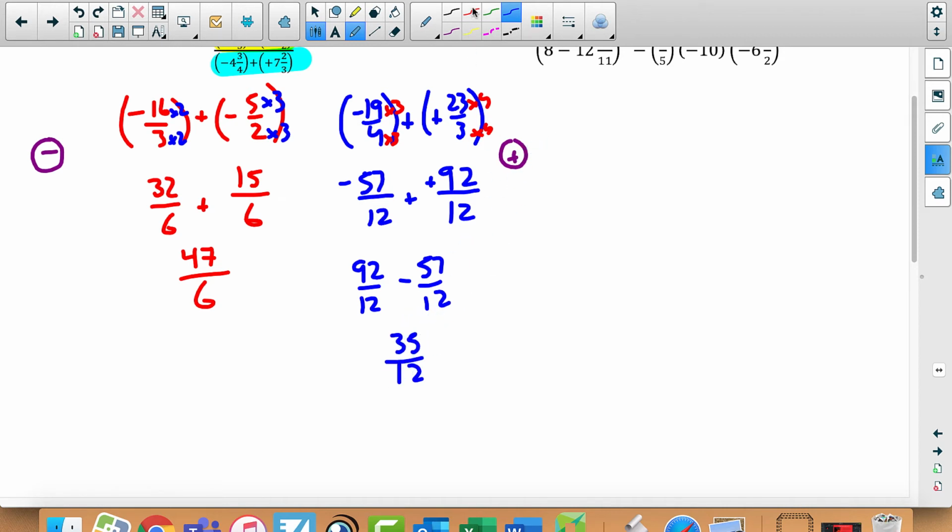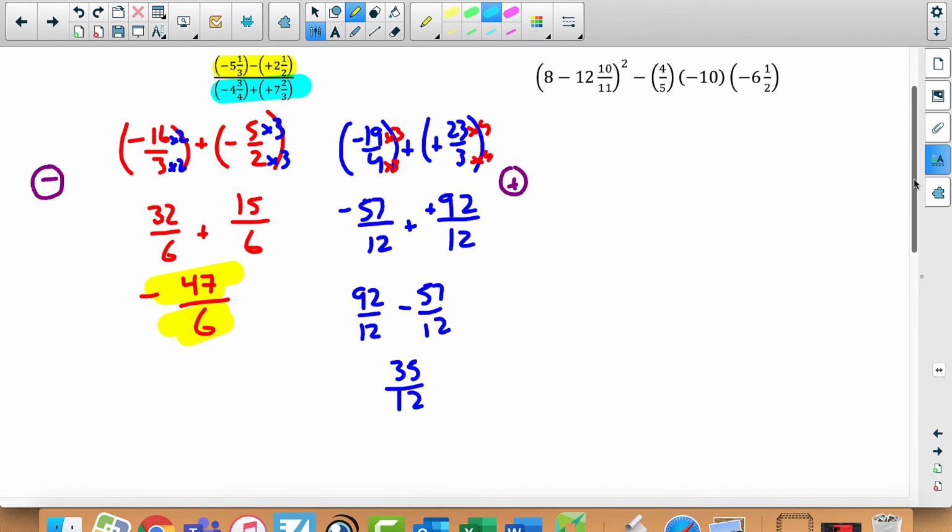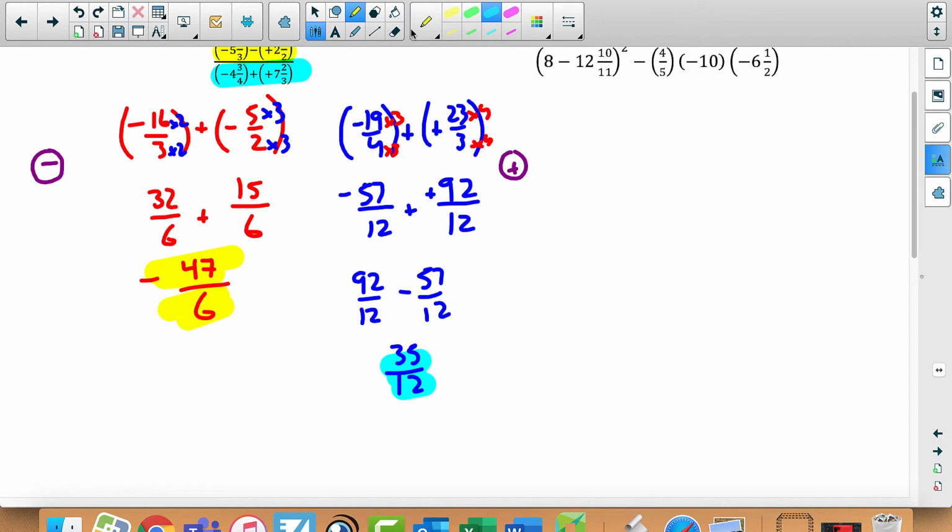By the way, back here, were you screaming at me the last couple of minutes? This should be a negative answer. Okay? So our last question will be the yellow highlighted one, which was this answer, divided by the blue highlighted one, which was this one. So in other words, we have negative 47 over 6 divided by 35 over 12.